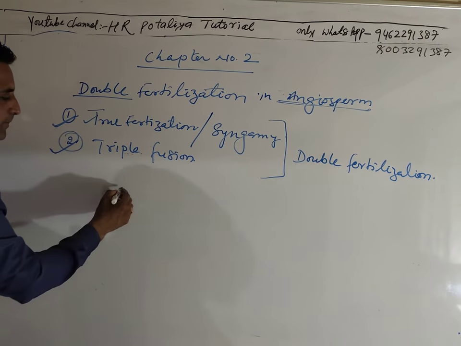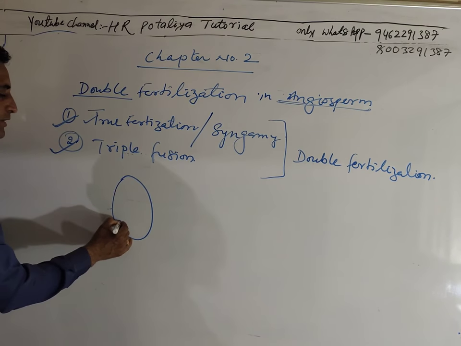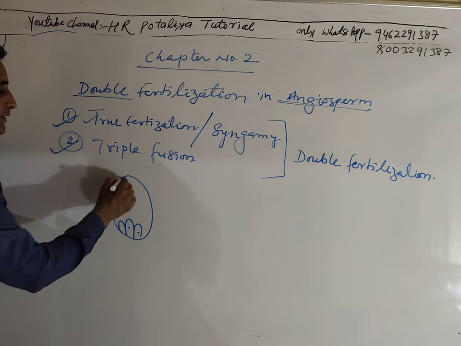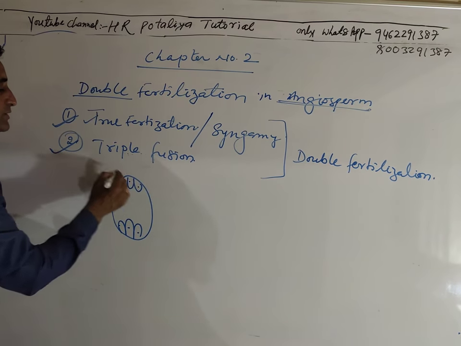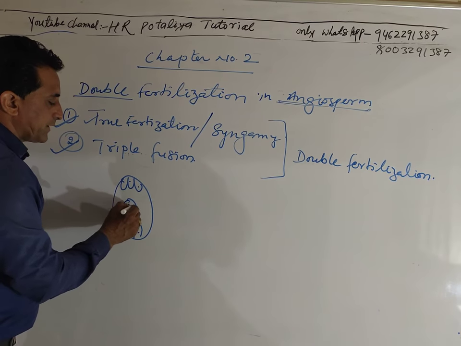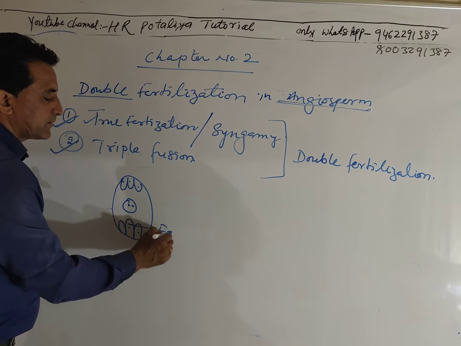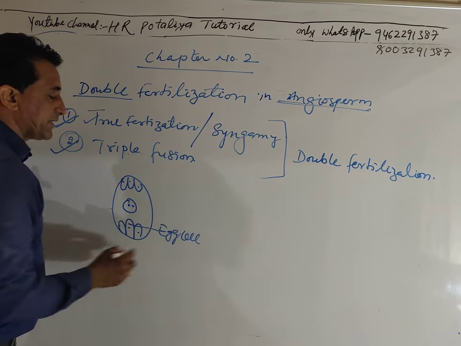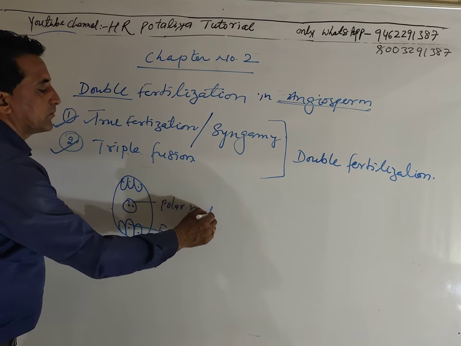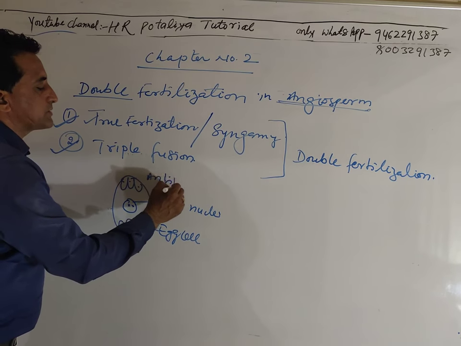You have to do one thing: just go through the diagram part. There are three cells here, and again three cells. We have just studied the particular part of the embryo sac. There are the polar nuclei, two nuclei, and that is the egg cell. Egg cell is the female gamete, and those are the polar nuclei, and that part is the antipodal cells.